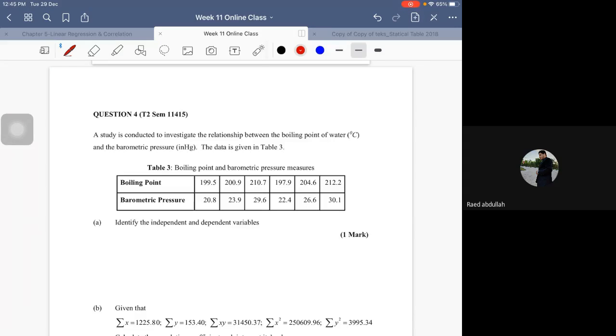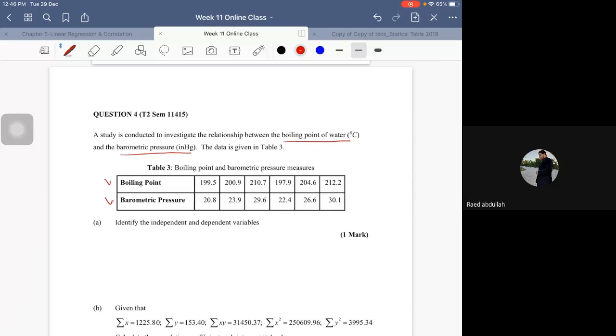So it's a very simple question. It says that a study is conducted to investigate the relationship between the boiling point of water and the barometric pressure, in barometric pressure units. So basically these are our variables. The data is given in table 3. So we have this data over here. We are given the value of boiling point, and at this value of boiling point, what is going to be the value of the barometric pressure?